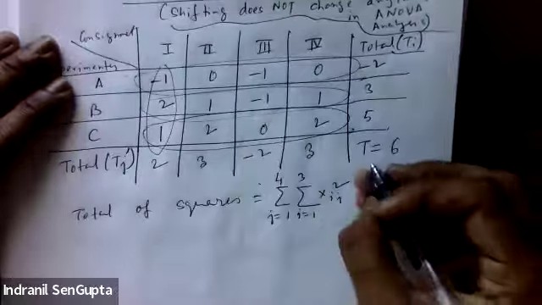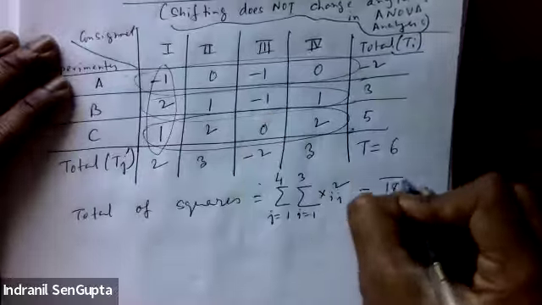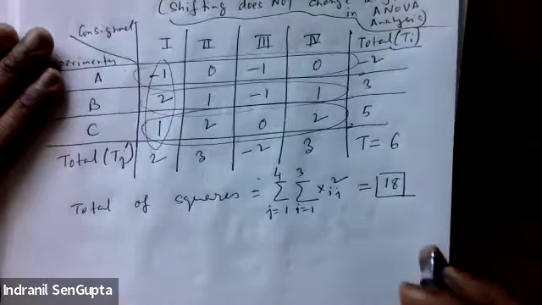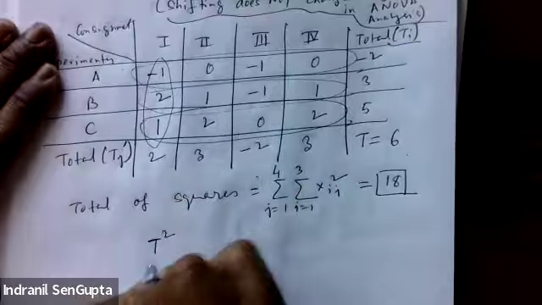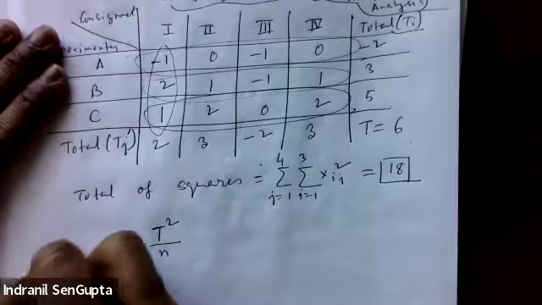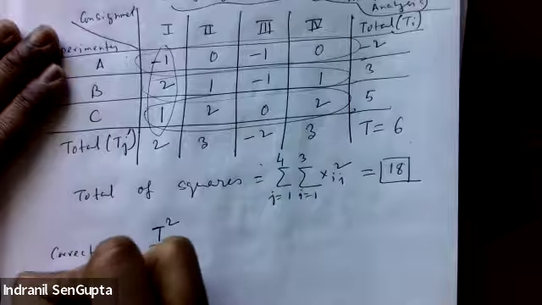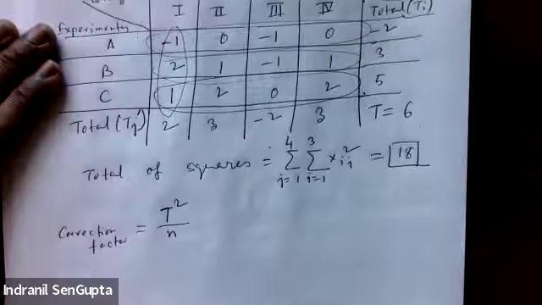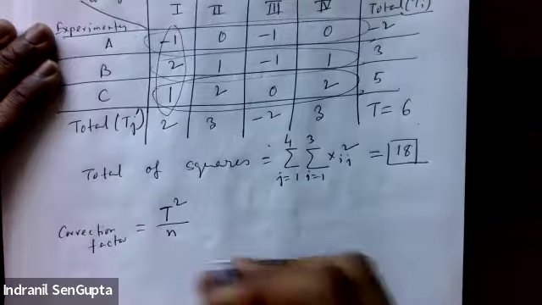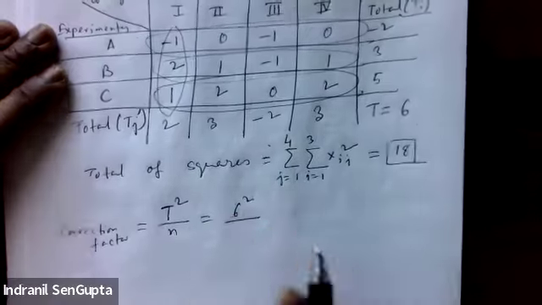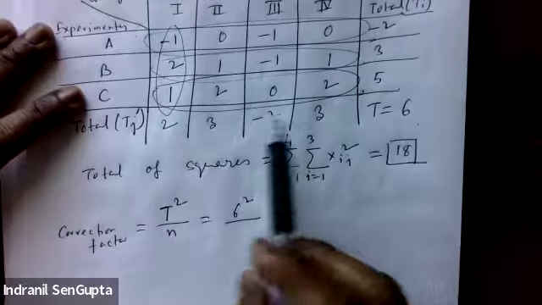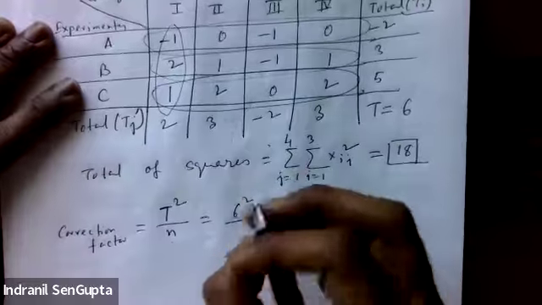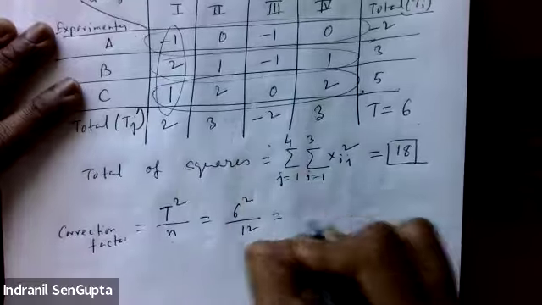Basically, you're just squaring and adding everything. You'll get 18 in this case. Every cell, you just square and add. Now compute the t squared over n, which is the correction factor, which is so important, we have seen. So what is t squared over n? That is basically 6 squared. And what is n? N is the total number of observations, which is 4 times 3, 12, right? So it's over 12. So it's 3.